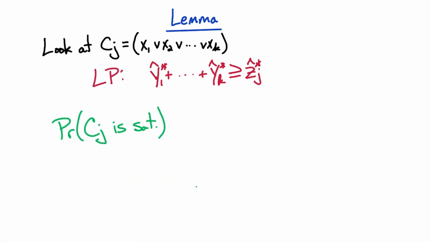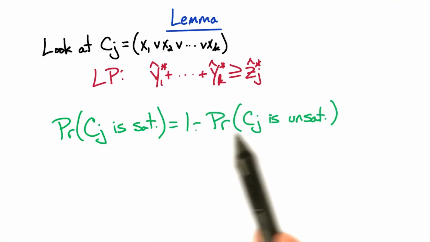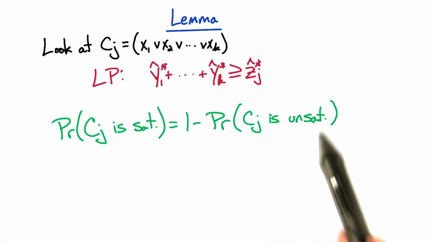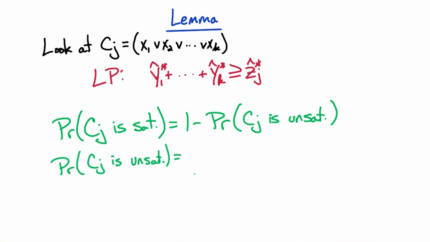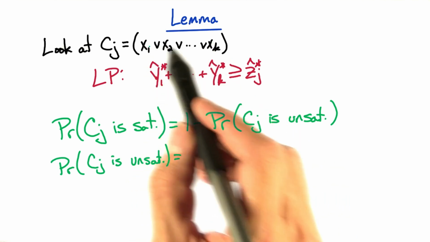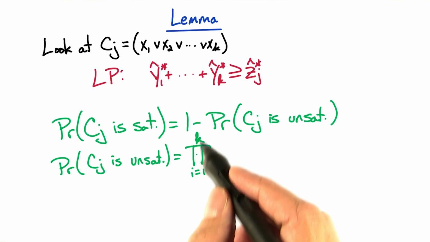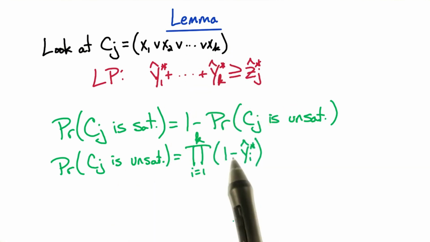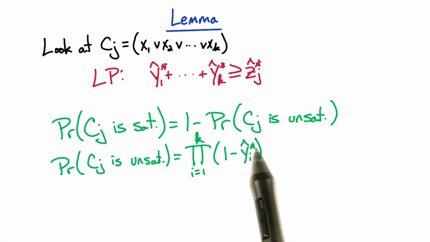Now we're trying to analyze the probability that this clause is satisfied after the randomized rounding procedure. This is of course the same as 1 minus the probability that this clause is unsatisfied. What's the probability that this clause is unsatisfied? Well, what's the probability that all of these variables are set to false? So we're going to look at the product over these k variables. The ith one is set to false with probability 1 minus yi hat star.